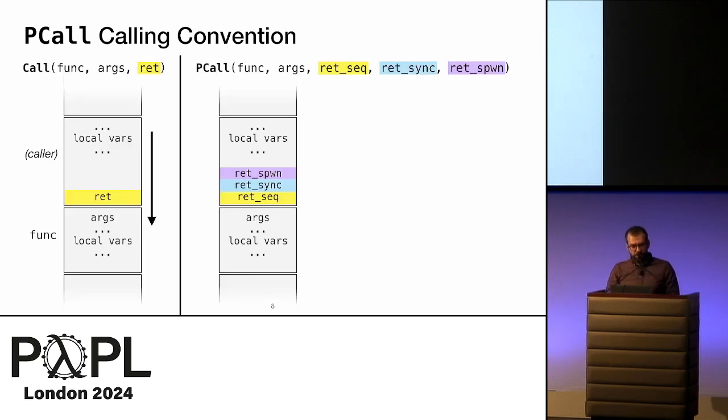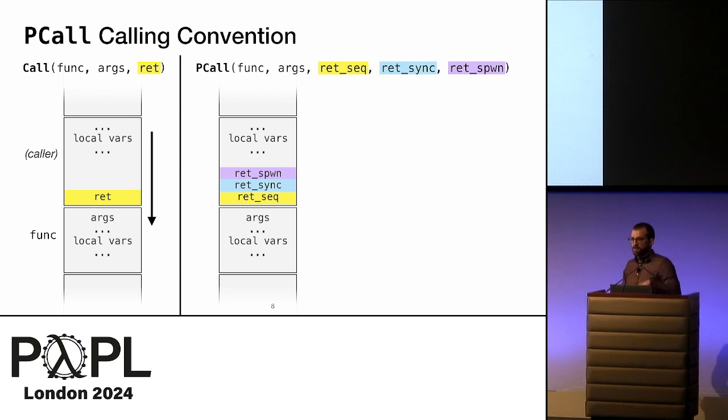Let me begin with, on the left, an illustration of a standard calling convention where, in this example, the stack grows downwards. In a standard calling convention, you push a return address onto the stack, which encodes where the caller should resume. PCall is very similar, but we use two additional return addresses.